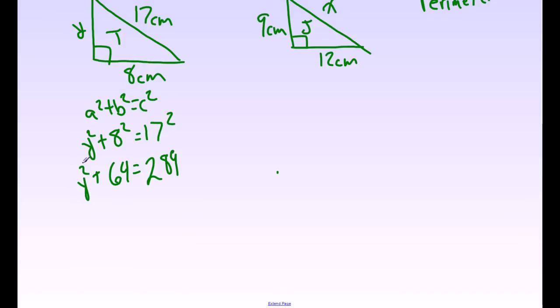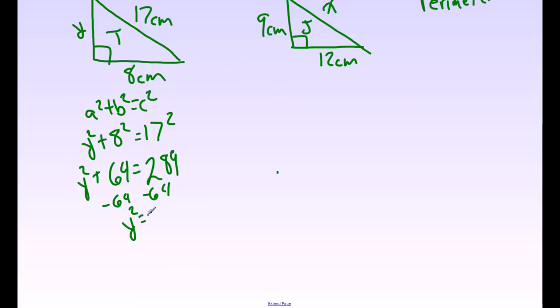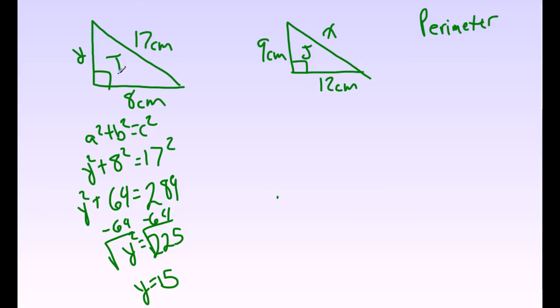Get the y variable by itself, so subtract 64 from each side to make it gone. 289 minus 64 is 225, and that one rings a bell. When I square root each side, y equals 15. So this side here is now 15 centimeters.